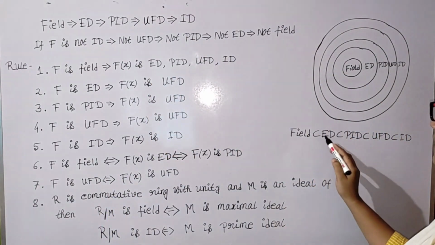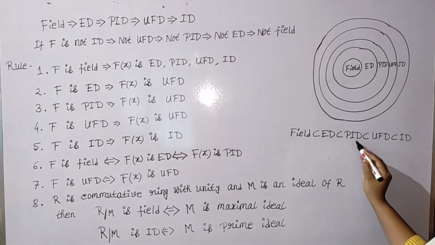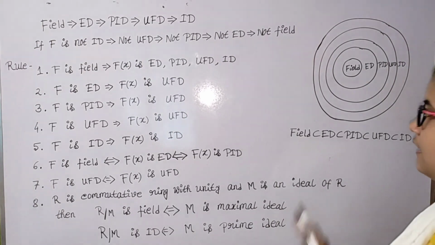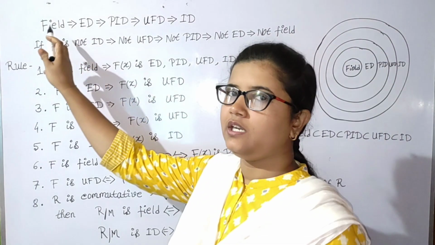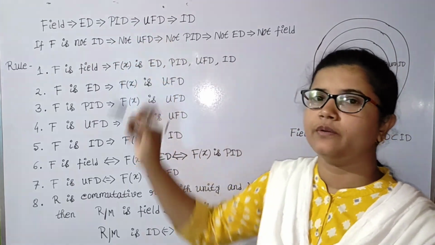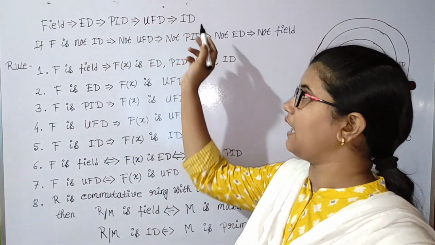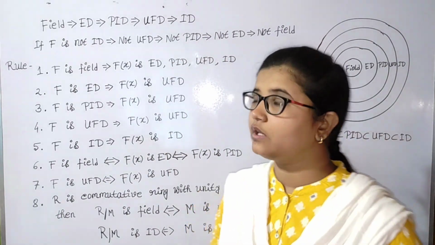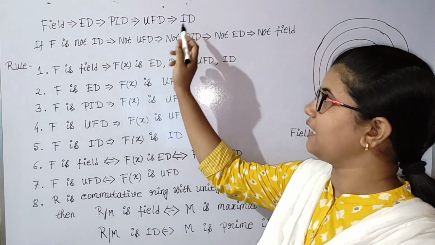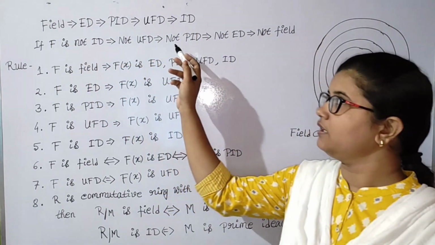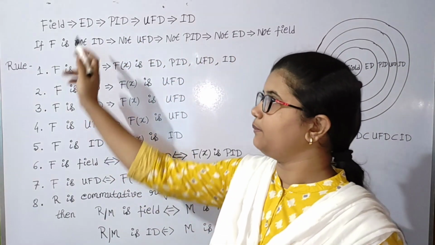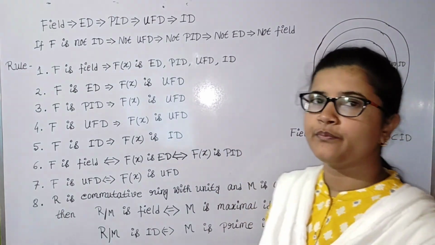Field is a subset of ED, which is a subset of PID, which is a subset of UFD, which is a subset of ID. That is, if F is a field, then F is ED, then F is PID, implying F is UFD, implying F is ID. The reverse happens when F is not an integral domain: then F is not UFD, implying F is not PID, implying F is not ED, implying F is not a field.